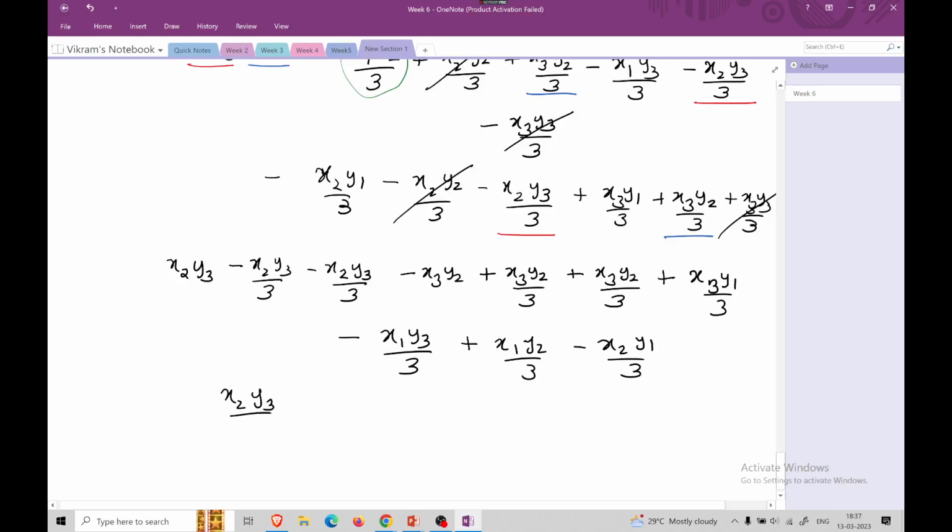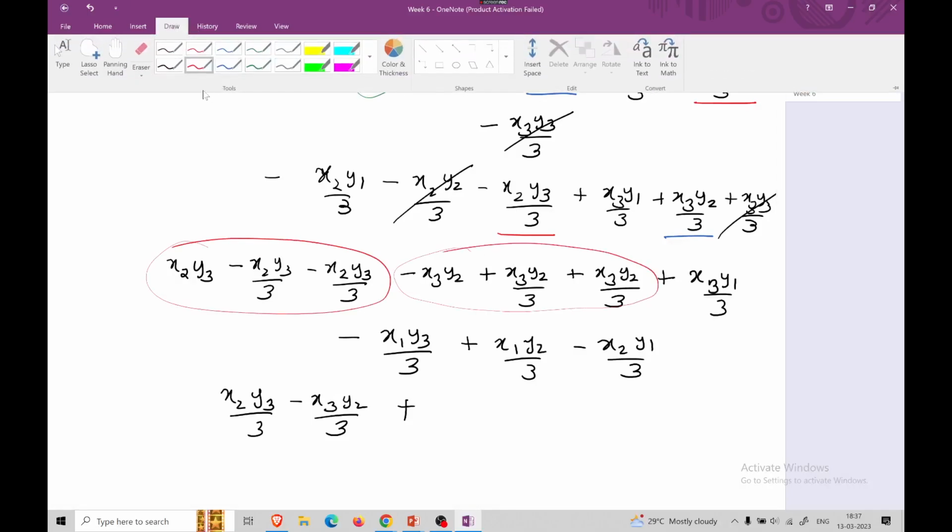So x2 y3 by 3 minus x3 y2 by 3. So this also, minus 1 plus 1 by 3 plus 1 by 3. So this will become minus 1 by 3. So again here, which means I have combined these three terms, and then I have combined these three terms. So the rest I am going to write as it is.